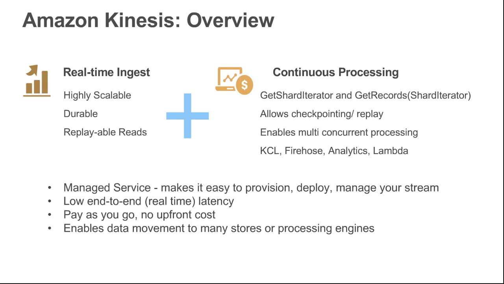Amazon Kinesis allows you to create your real-time processing stream. Reasons to use it are that it's fully managed, in that it makes it super easy to provision, deploy, and manage your stream. It's highly scalable to your traffic and very durable. Like many other AWS services, your data is replicated across AZs. The data in your stream is replayable up to a default of 24 hours. There's very low end-to-end latency, which is what makes it real time.